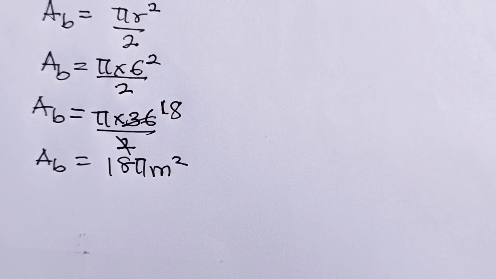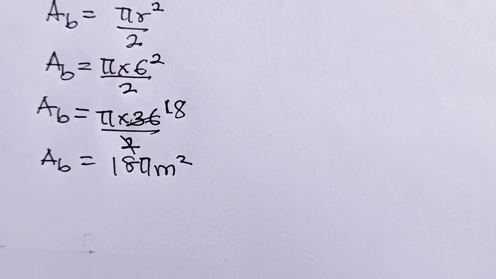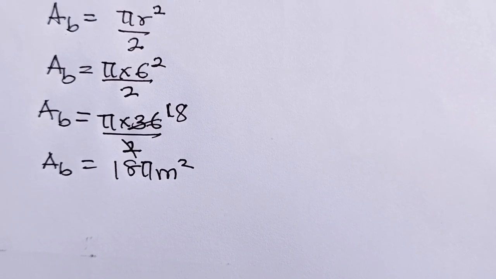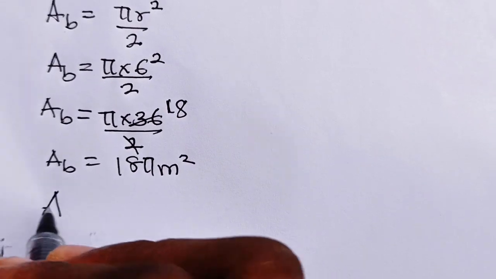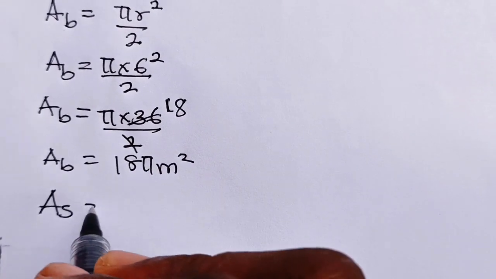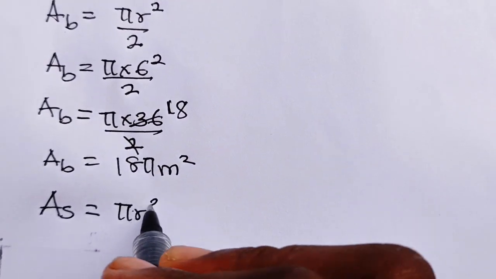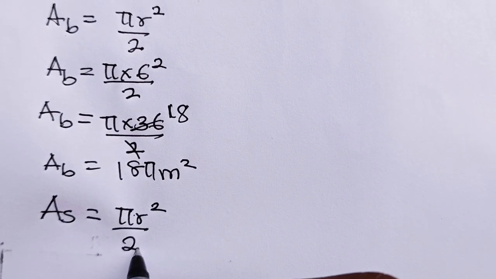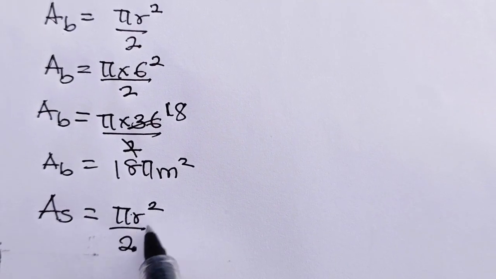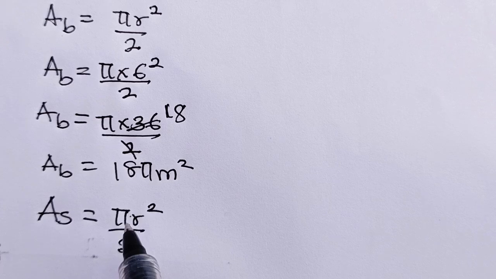Now let us keep that one, and this is where the whole thing is difficult. How do we find the area of the smaller semicircle, AS? AS is equal to pi r squared divided by 2 as well. But the problem is, how do we get the radius of the smaller circle since it's not given?